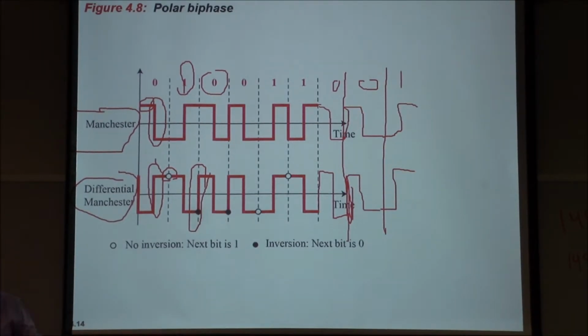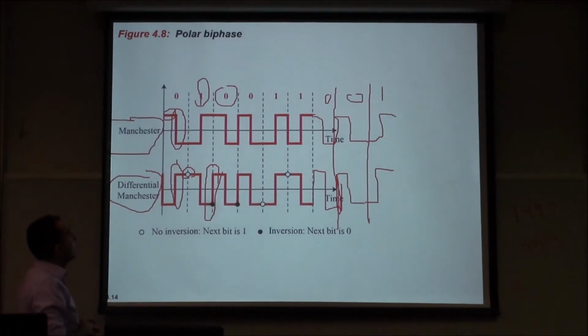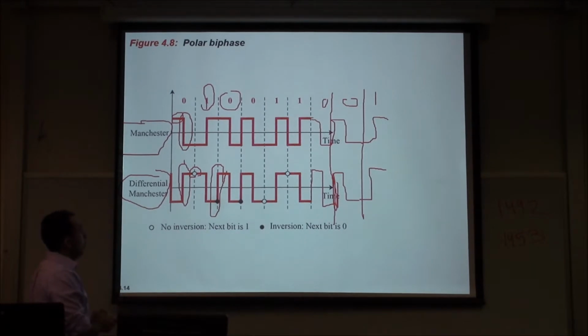That is great. The disadvantage of Manchester and differential Manchester is, as he mentioned, that we have 2 signal elements per bit interval. That is a disadvantage here.